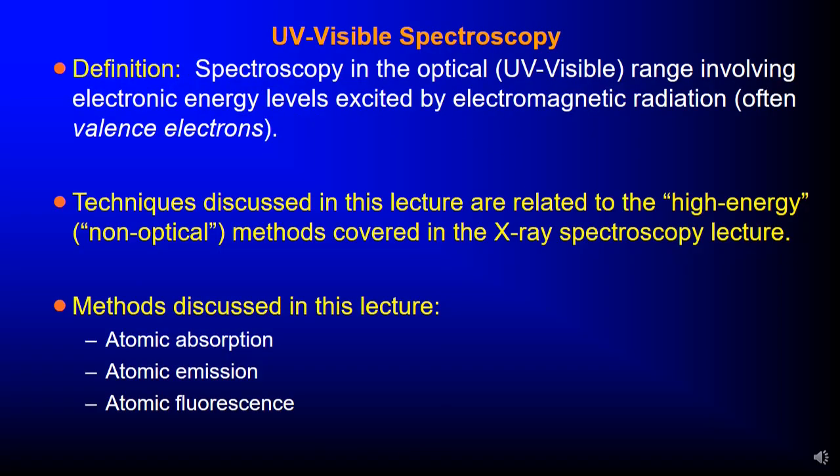So UV-Vis spectroscopy, it is a spectroscopy in the optical range involving electronic energy levels excited by electromagnetic radiation. So techniques discussed in this class are related to high energy non-optical methods covered in X-ray spectroscopy lecture. The methods will include atomic absorption, atomic emission, atomic fluorescence.